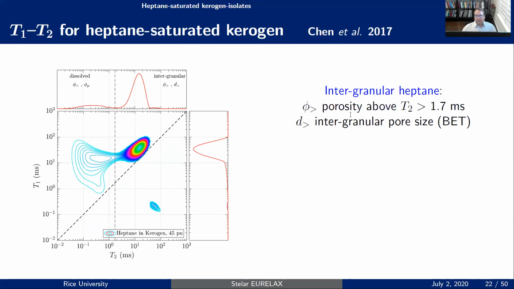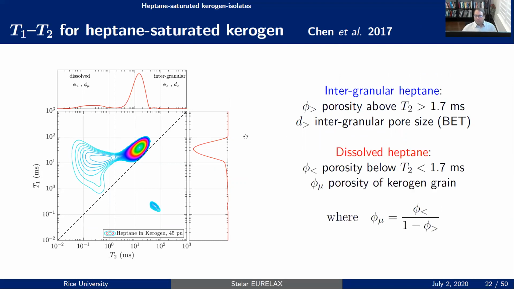Okay, let's look at what the T1, T2 map of heptane saturated kerogen looks like. This is from Chen et al. So what we did here, we plot a T1 versus T2. Okay, projections shown here, the one-to-one line. We see two distinct peaks. We put our T2 cutoff around 1.7 milliseconds. And this peak here is the intergranular. The peak to the left is the dissolved, okay? We have these porosities defined here. Now phi mu, the microporosity, if you like, is the actual porosity of the grain itself. And it's computed in this way.